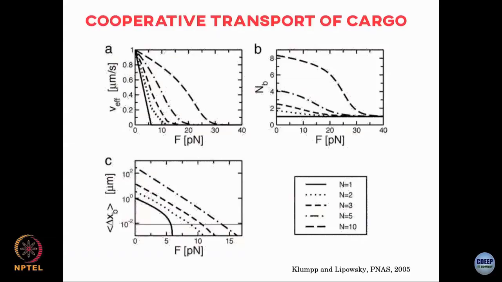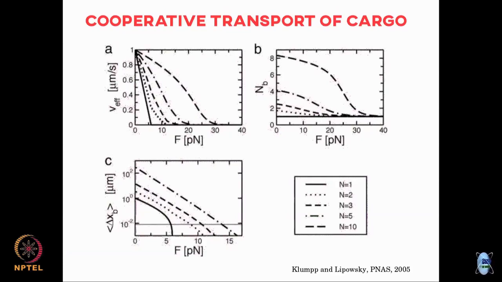So, for example, this is the prediction for the effective velocity as a function of this opposing load for cargo that is carried by different maximum number of possible motors. So, this is capital N. This curve is capital N equal to 1. So, there is only one motor that is possible. It is either 1 or 0. This one is N equal to 2. This one is N equal to 3, 5 and 10.